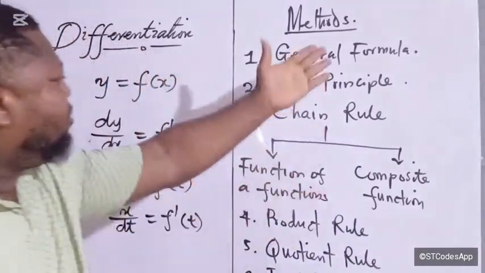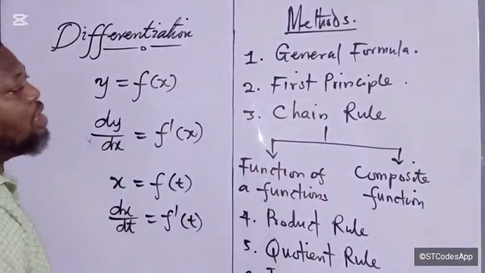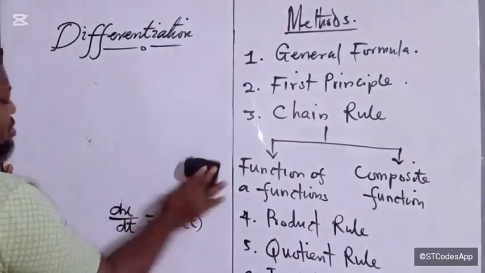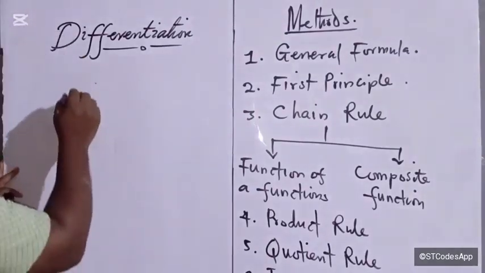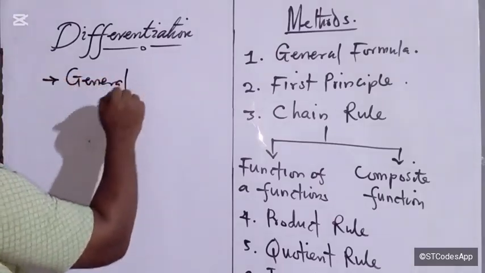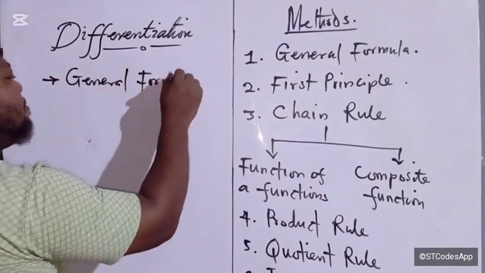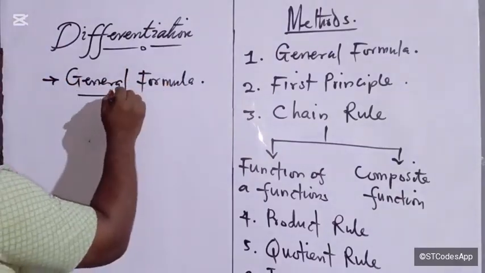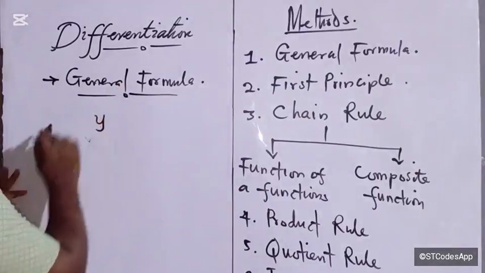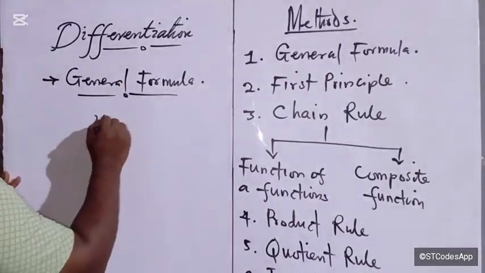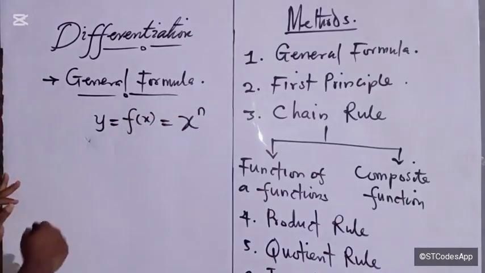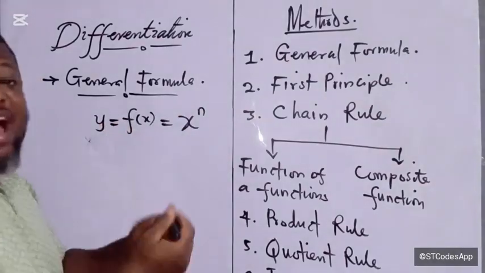So let's start with the first one. The first one is called the general formula method. So let's see how it goes. The first one, which we call the general formula for differentiation. This one is very important. If I have y equals f of x equals x raised to power n, and f prime of x is also dy/dx.